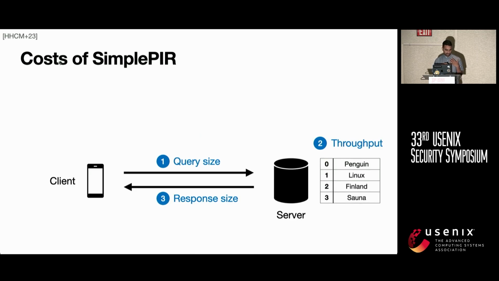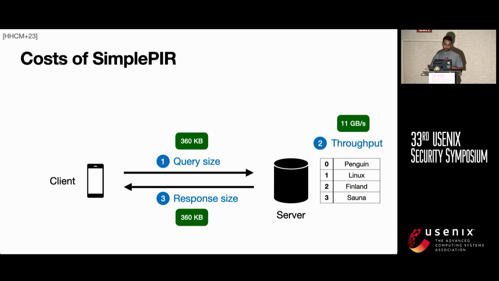I want to talk about a state-of-the-art scheme called Simple-PIR, which was presented last year at USENIX by Henzinger et al., and talk about its costs. So when we're analyzing a PIR system, we are looking at the size of the query and the response. That's the communication cost. And then we measure the server's computational cost. We measure it as throughput, which is the rate at which the server can process the database, since the server needs to process the entire database to answer a single query.